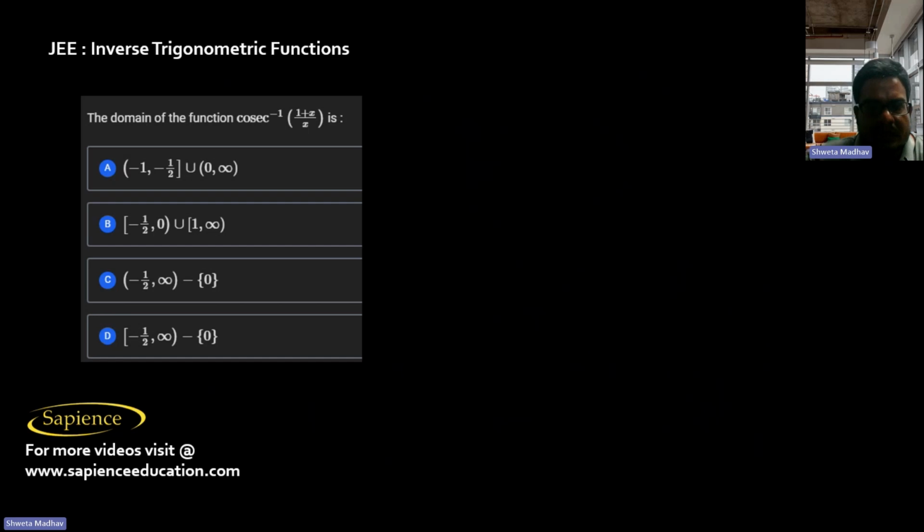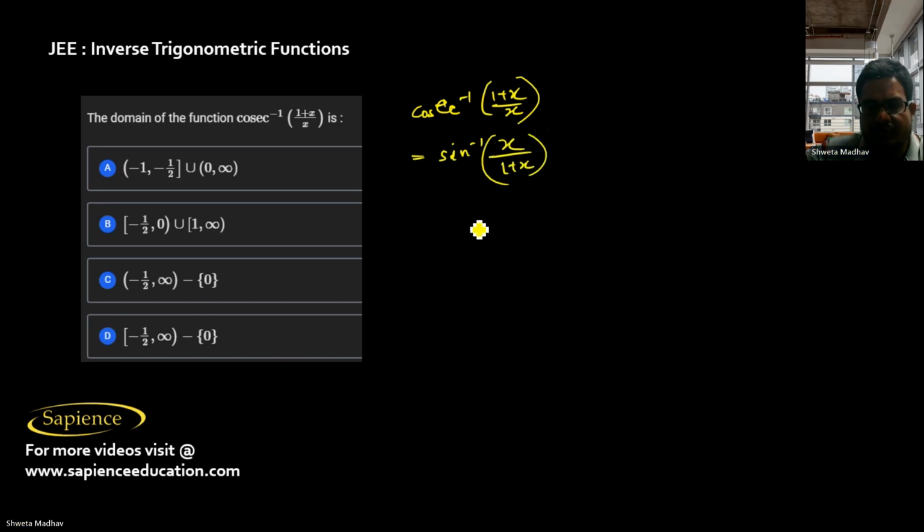Then here it is told we have to find the domain of this. Now cosec inverse of 1 plus x by x, we can also write as sine inverse of x by 1 plus x, since we know that sine inverse of y is equal to cosec inverse of 1 by y. So now x by 1 plus x should go from minus 1 to 1.